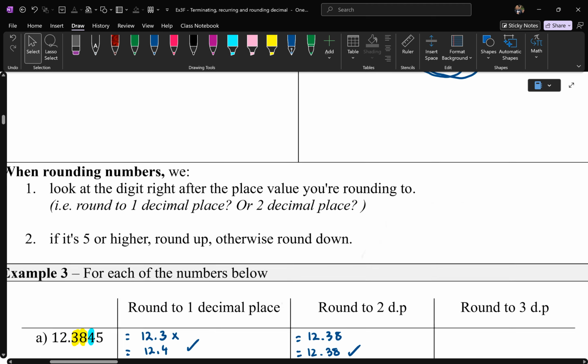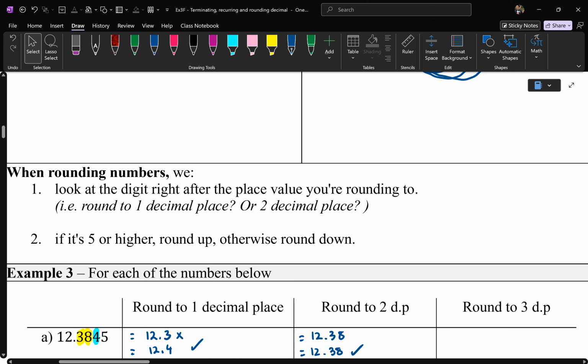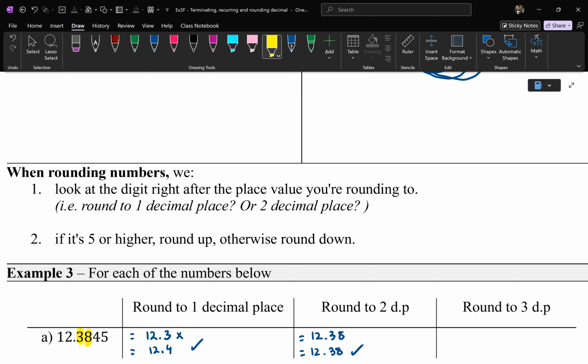Let's go with the last one. What if I want you to round to 3 decimal places now? So let's color it in again. 3 decimal places. 1, 2, 3. So I got 384. My answer usually would be 12.384, but I need to check the next digit. My next digit is 5. So if it's 5 or more, you must round the last digit up by 1. So what would the answer be? 12.385. Beautiful. That's how you round.